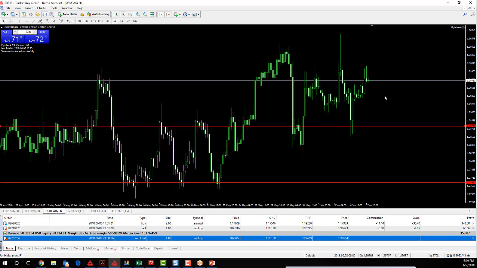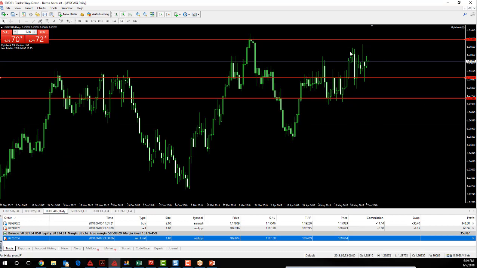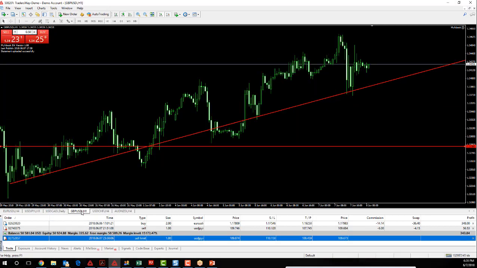US CAD. All right, so the US CAD, start with the daily chart, choppy. So really won't stay much on this currency pair because right now the market is a little bit choppy. Direction is hard to come by at this point, so we're just going to bypass that trade for right now. All right, pound dollar.